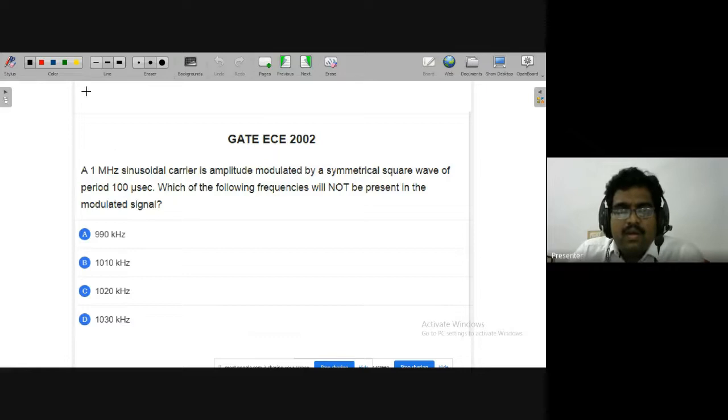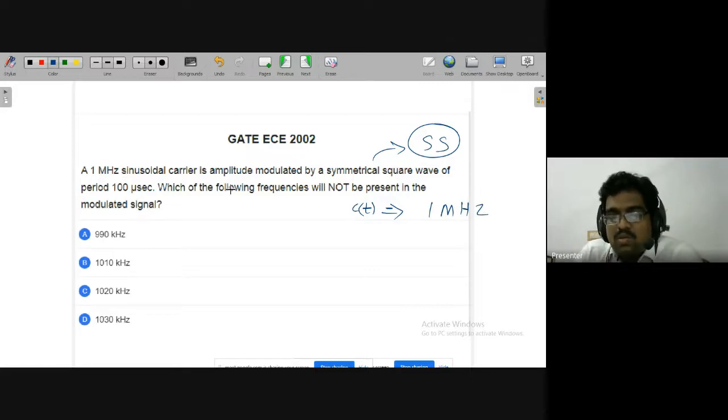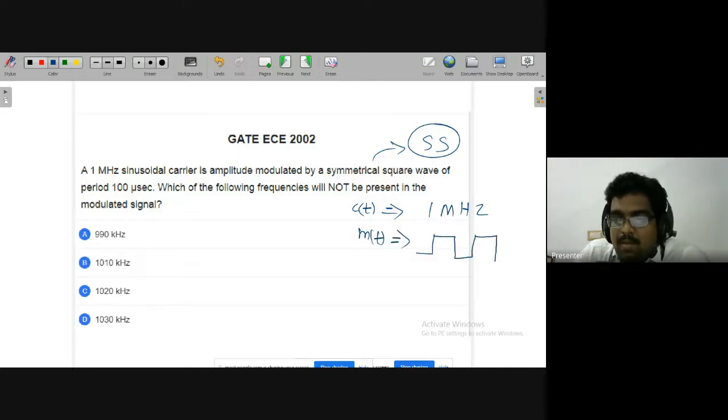Next question. Sometimes this question is related with the signals and systems subject also. I'll quickly tell how it is related. First, we'll read the question. The 1 megahertz sinusoidal carrier is amplitude modulated by a symmetrical square wave. Now, the problem here is they gave C of t. The C of t frequency is 1 megahertz and it is sinusoidal. No problem, because for the carrier we usually take a sinusoidal signal. But M of t is not sinusoidal. M of t is given as a square waveform, that too a symmetrical square waveform.